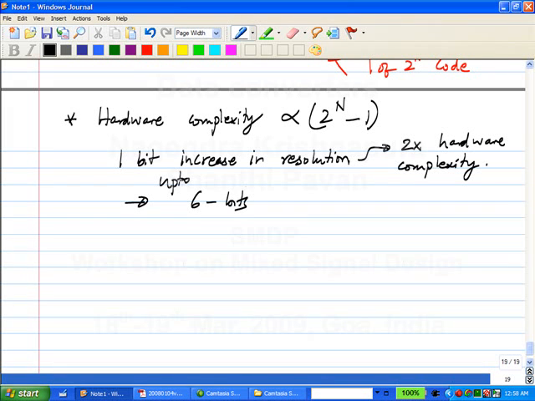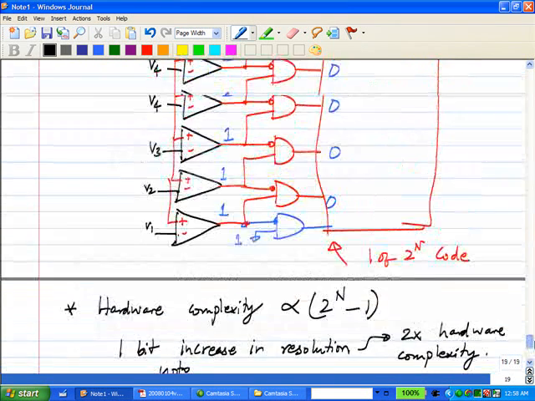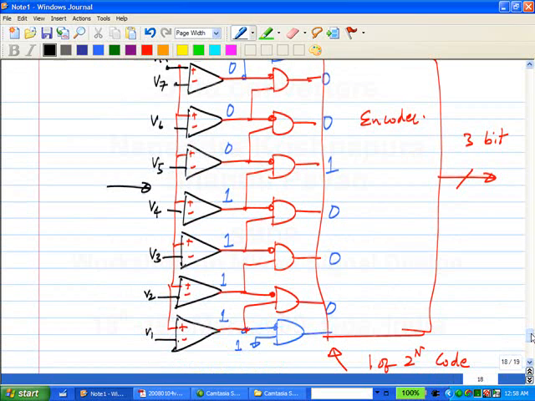Right. So, as you all said correctly, the good thing is the speed of conversion, right? So, what is the total delay of the flash? How long do you think it will take for you to get the code word out? How long does it take for you to figure out the answer? It is the delay of, total delay is simply T comparator, correct?